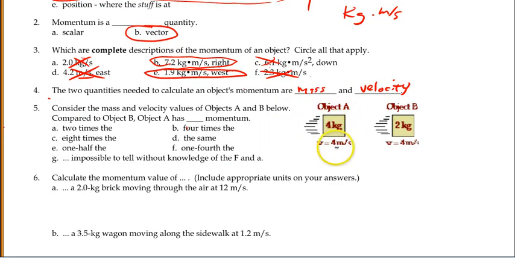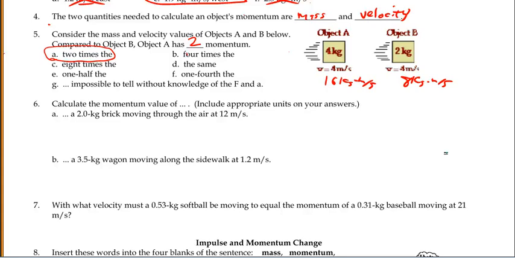I have two objects, object A and object B. They're both moving at the same speed, 4 meters per second, but object A is twice as massive as object B. Therefore, compared to object B, object A has 2 times as much momentum. 4 times 4, 16 kilograms times meter per second. 2 times 4, 8 kilograms times meter per second. Okay, so A is twice as much. If they were different velocities, that wouldn't necessarily be true, but same velocity, twice as much mass.